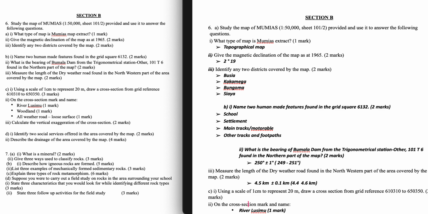Question 6B2. What is the bearing of Bumula Dam from the trigonometrical station? Found in the northern part of the map. That is the bearing. Question 3. Measure the length of the dry weather road found in the northwestern part of the area covered by the map.